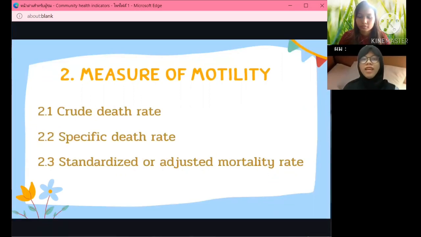Okay, the next is measures of mortality. They are divided into three types. One is the crude death rate, the second is the specific death rate, and the third is the standardized or adjusted mortality rate.